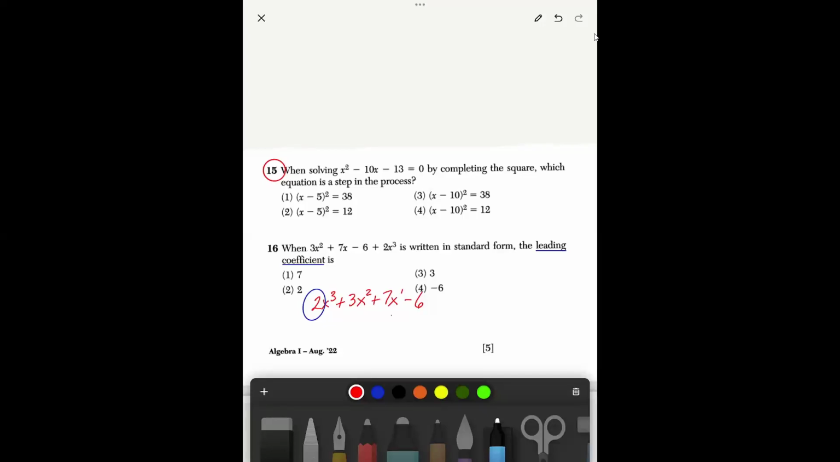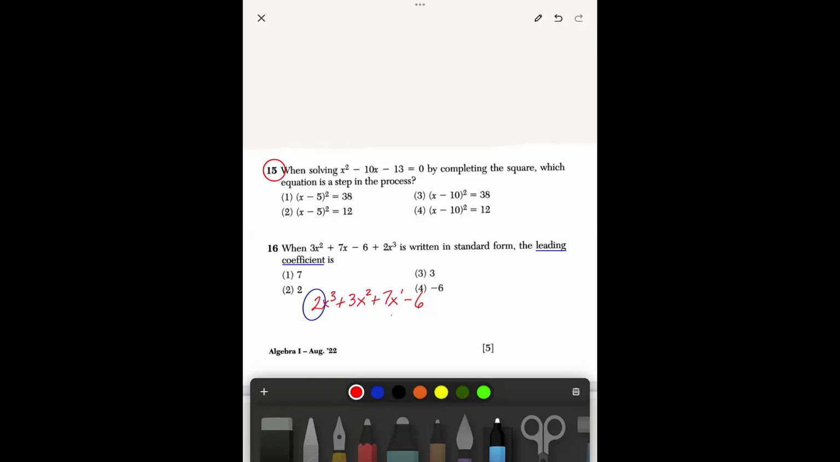Hey, I wanted to do a couple of examples of how you would complete the square, or at least part of the process of completing the square. I'm going to make two videos, and I'm going to do about 4 or 5 questions. This one's in the multiple choice section.